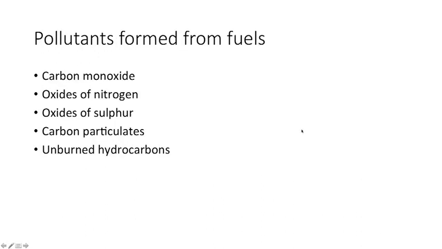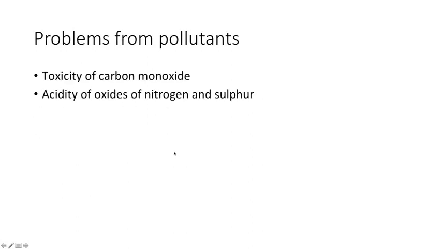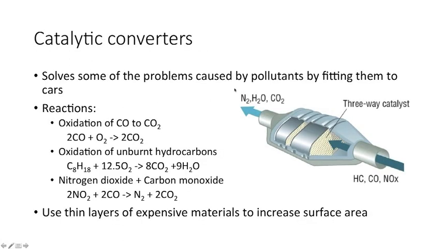Pollutants formed from fuels are carbon monoxide, oxides of nitrogen, oxides of sulfur, carbon particulates, and any unburned hydrocarbons. The problems from these pollutants are obviously the toxicity of carbon monoxide and the acidity of oxides of nitrogen and sulfur. One way we try to get around this is by having catalytic converters fitted to cars. This solves some of the problems caused by those pollutants that we mentioned earlier.